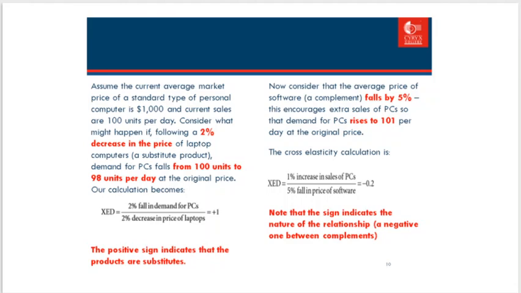Now consider that the average price of software, a complement, falls by 5%. This encourages extra sales of PCs so that demand for PCs rises to 101 per day at the original price. The cross-elasticity calculation is 1% increase in sales of PCs divided by 5% fall in price of software equals minus 0.2. We have to note that the sign indicates the nature of the relationship. So a negative sign will tell us about a complementary product.